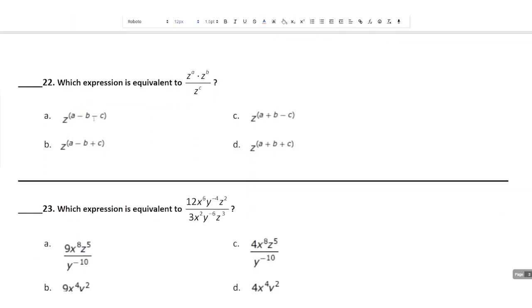Number 22 says which expression is equivalent to this one, and this is really just a matter of knowing your exponent properties. So whenever you multiply two powers with the same base, you add the exponents, so that would be z to the power of a plus b. And that would be what you have up here in the numerator, and then to combine it with the one in the denominator, you're going to subtract those exponents. So minus c, that's really all there is to it on this one. You don't even really need the parentheses there. I guess they're just there to help you out. But the answer here is going to be C.